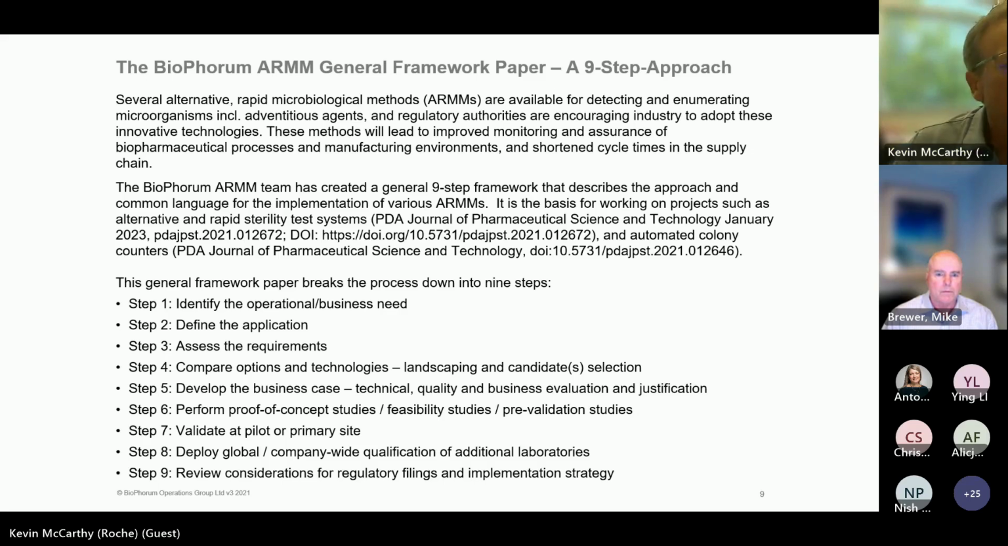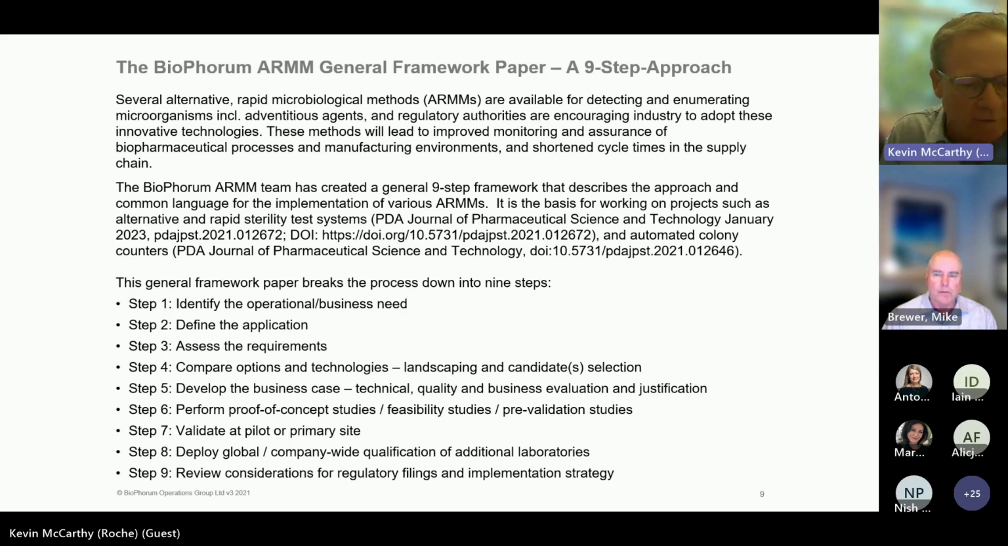Okay. So there are several new alternative and rapid microbial methods available for detecting and enumerating microorganisms, including adventitious agents, and that's a no-brainer. We all know this. Regulatory authorities, as Margaret said, are encouraging industry to adopt these new and innovative technologies.